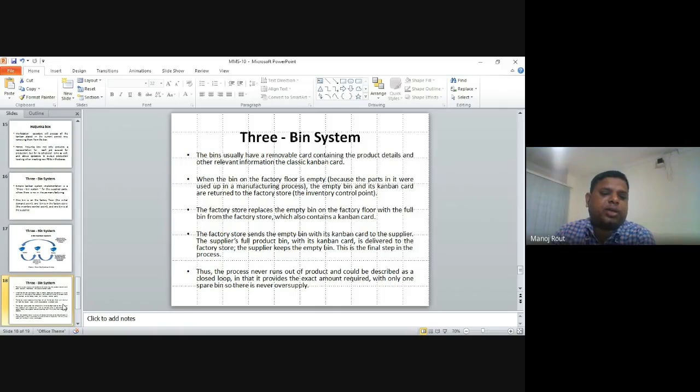The factory replaces the empty bin on the factory floor with the full bin from the factory store, which also contains a Kanban card. So as I told, it contains 3 Kanban cards, one for your factory floor as the demand point, second for your inventory control, and the last for your supplier. The factory store sends the empty bin with the Kanban card to the supplier. The supplier's full product bin with its Kanban card is delivered to the factory store. Similarly, the supplier keeps the empty bin, and this is the final step in the process.